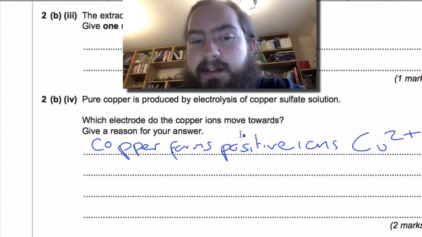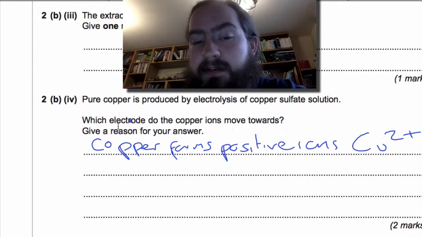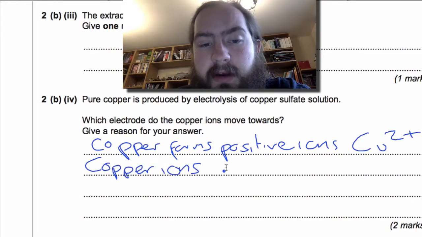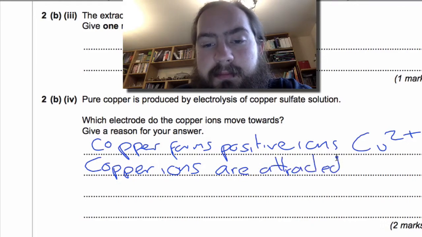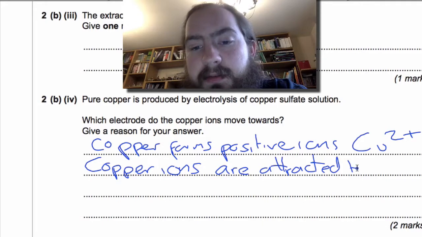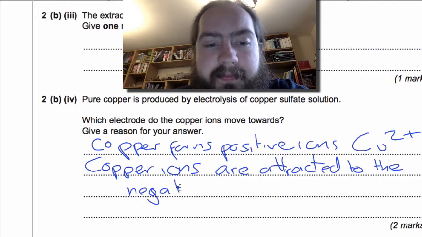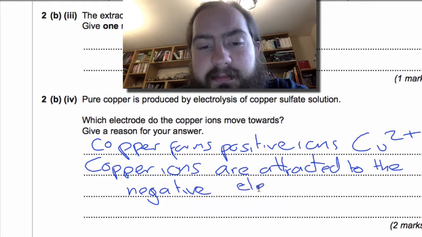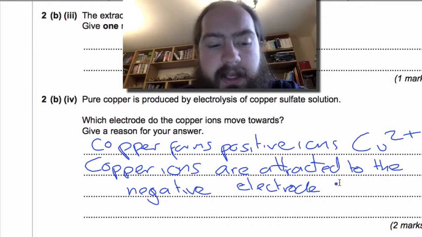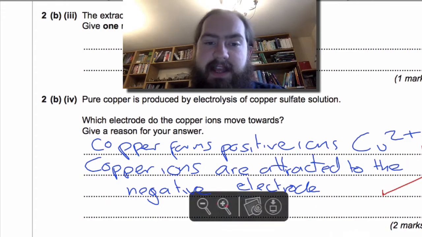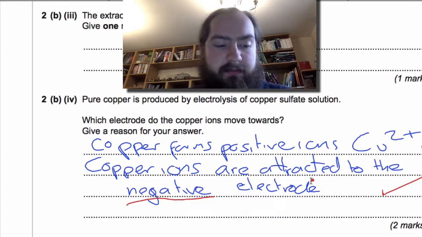Positive ions are going to be attracted to the negative electrode, because they're attracted to the opposite electrode. So copper ions are attracted to the negative electrode. And that will get you 2 marks, one for saying they're positive ions, and one for saying they're attracted to the negative electrode.